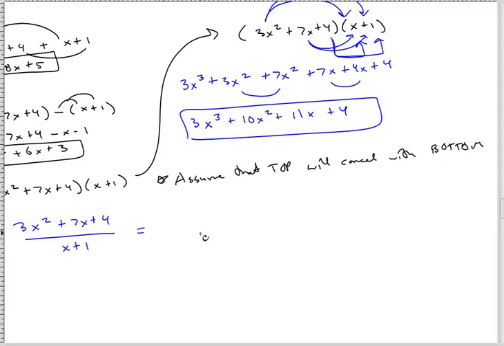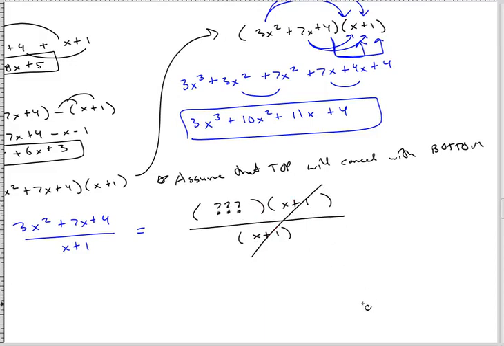You need to assume that the top will cancel with the bottom. What I'm trying to say is that this top, although it's hard to factor, it will be factorable, but the assumption is that there's going to be an x plus 1 here that will cancel. That's my assumption. The problem is I don't know what goes here. Okay, now we can go backwards to figure out what that is going to be, and so I'm going to reason with you on how to get that answer. But this is how you should assume it.